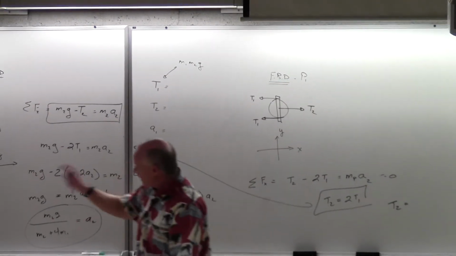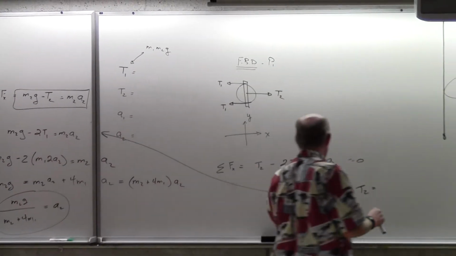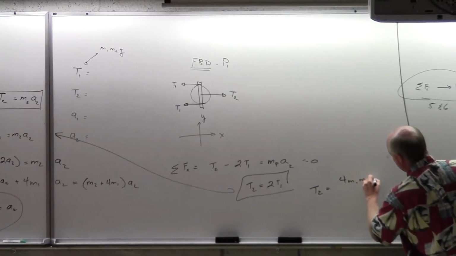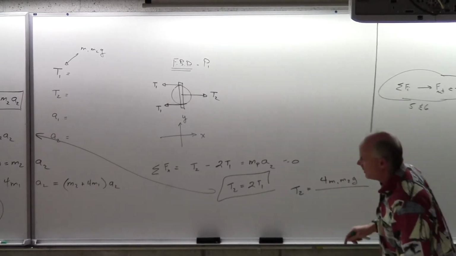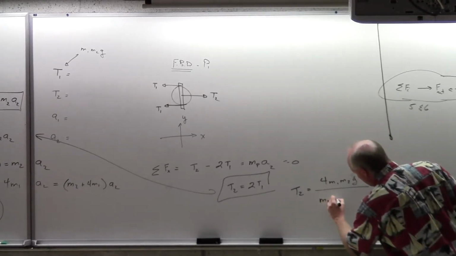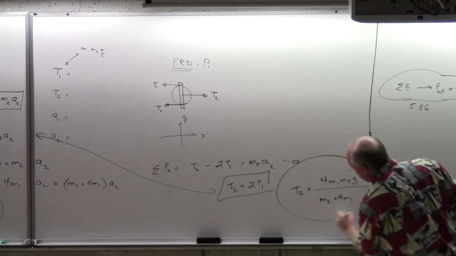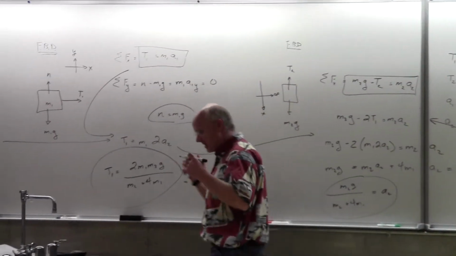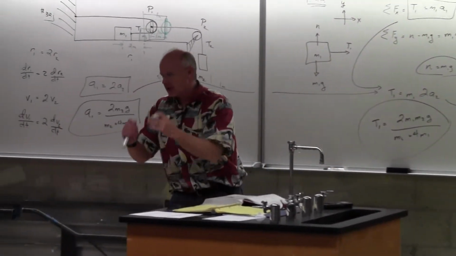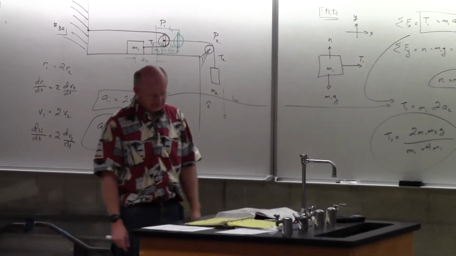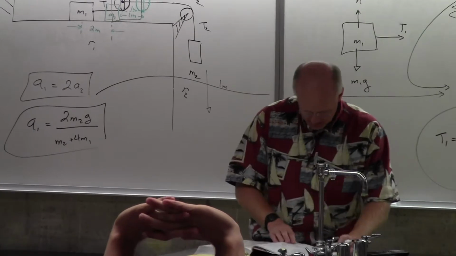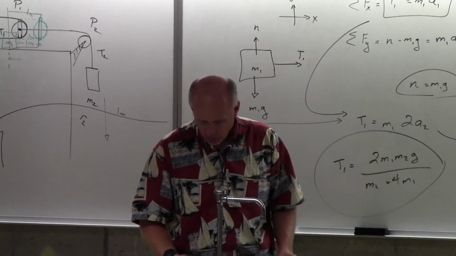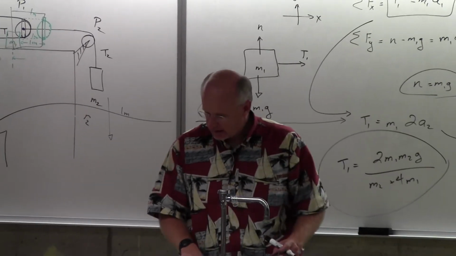Tension number 2 is number 1, but doubled. So this becomes 4 M1 M2G over M2 plus 4 M1. There we go. So I've answered the question: what is the acceleration of each block? What is the tension of each block? Ooh, well, it's taken me a little while to do those. Hopefully those were helpful.